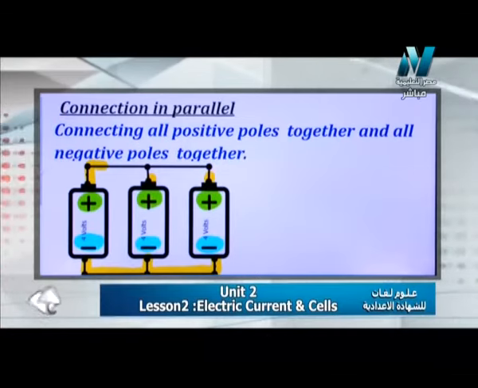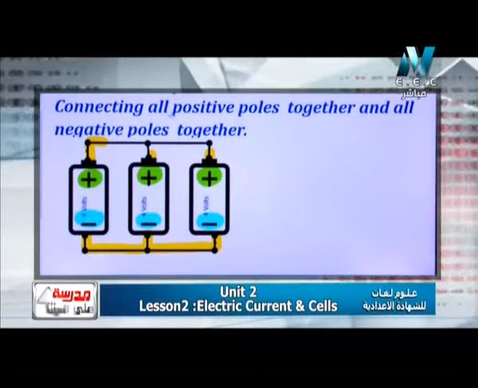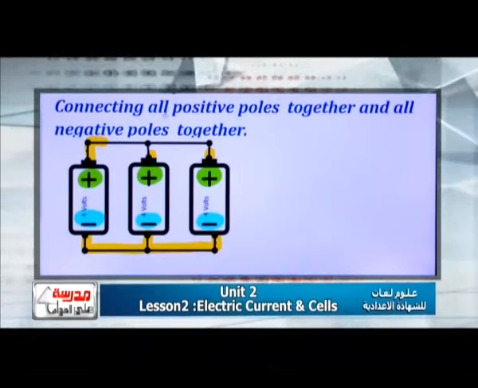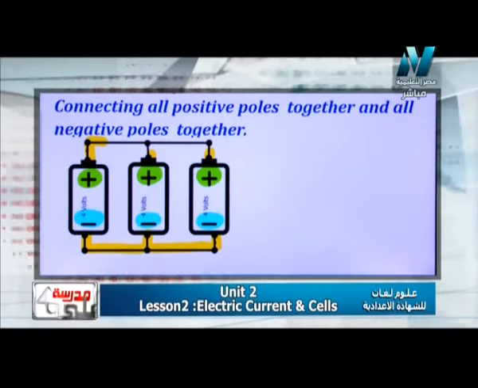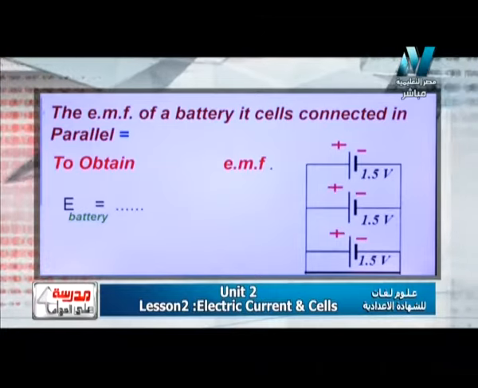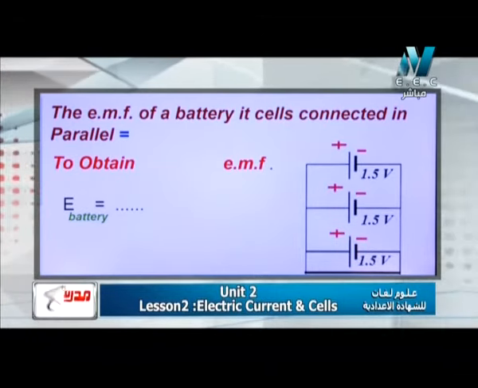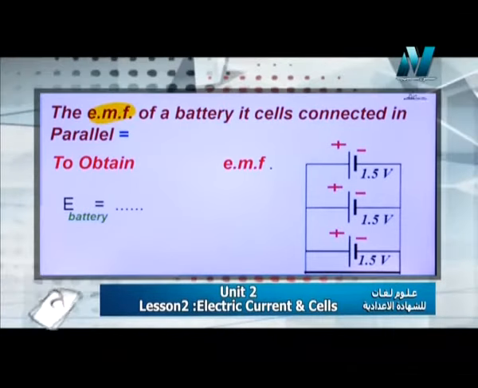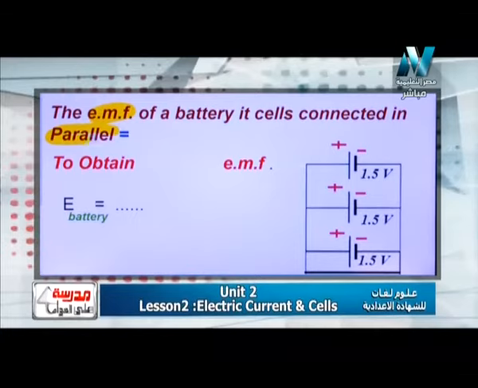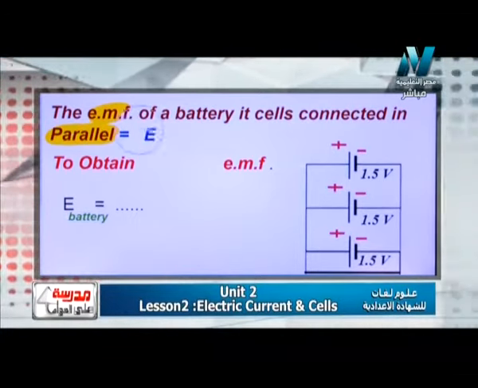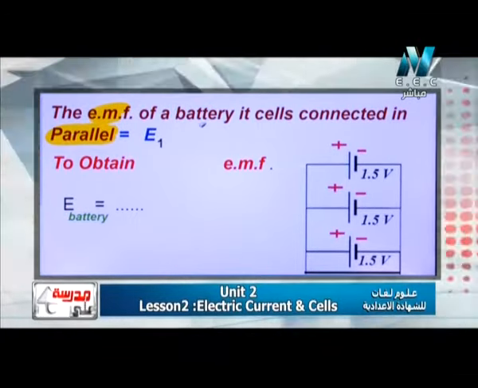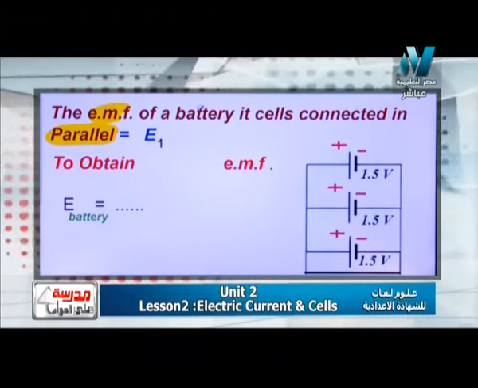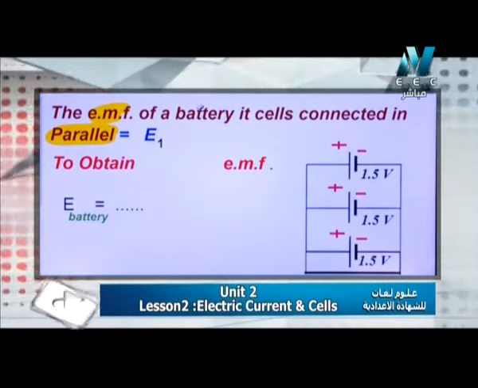So in this case, how can we calculate the electromotive force of the battery? Dear students, the electromotive force of cells connected in parallel equals E1 only. We have no number here. Which means if I have, for example, 30 cells connected in parallel, the electromotive force of these cells equals the electromotive force of one of them.